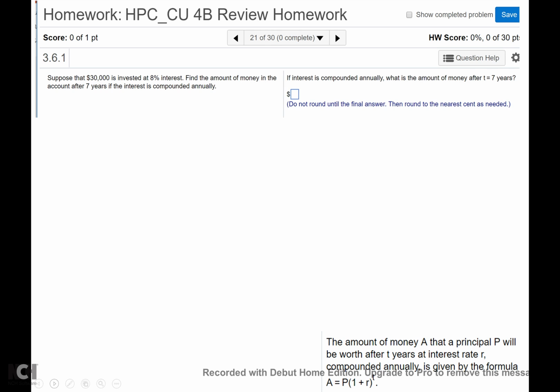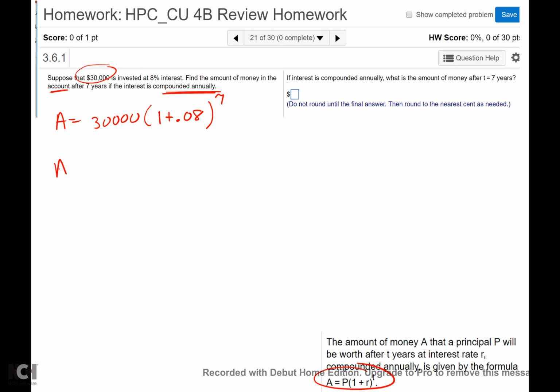Suppose that $30,000 is invested at 8% interest. Find the amount of money in the account after 7 years if the interest is compounded annually. When your interest is compounded annually, you use A equals P(1 plus r)^t. A is the amount of money in the account after all the time. That's what they're looking for. The principal is what you invested, so that's $30,000, times 1 plus your interest rate 0.08, to the time, which is 7 years.